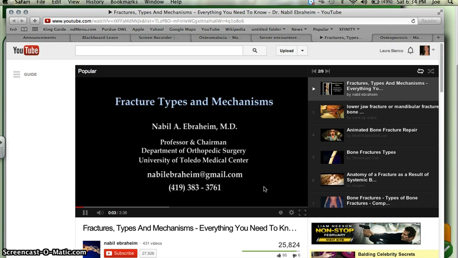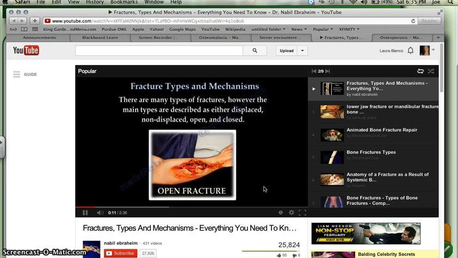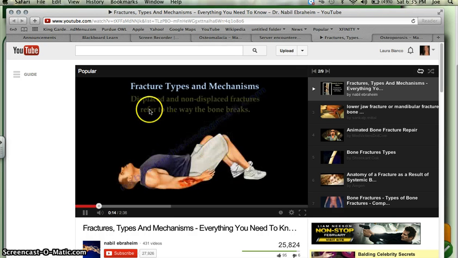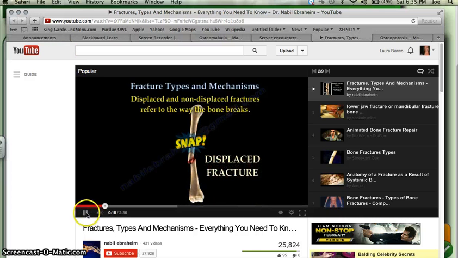Fracture types and mechanisms. There are many types of fractures. However, the main types are described as either displaced, non-displaced, open, and closed. Displaced and non-displaced fractures refer to the way the bone breaks.